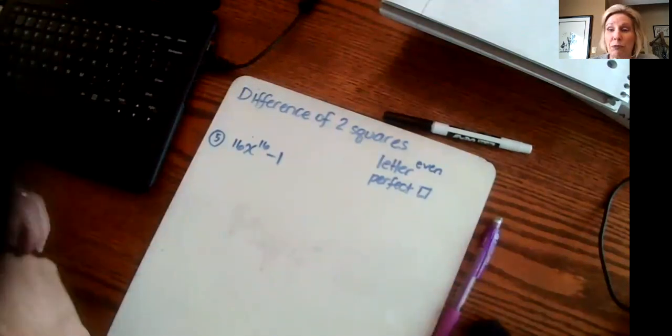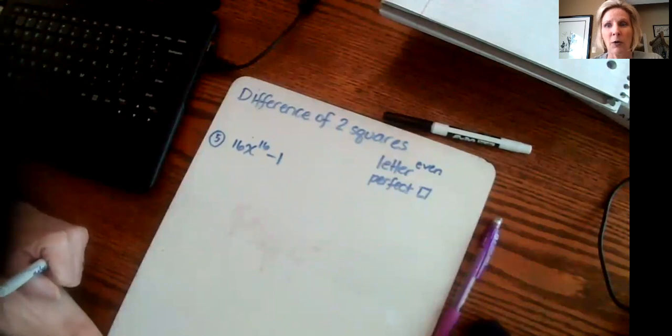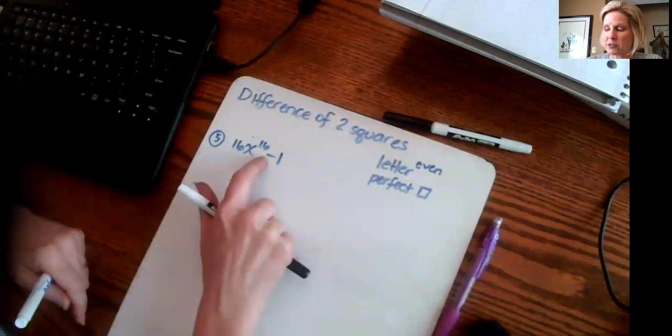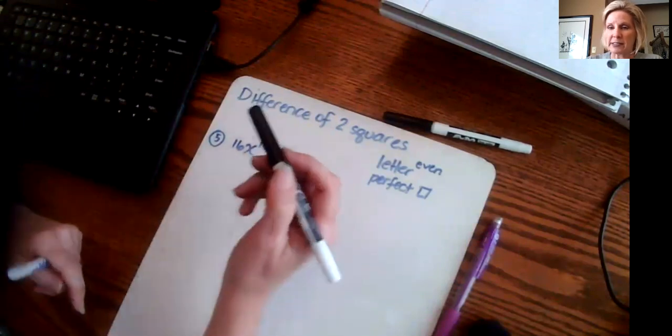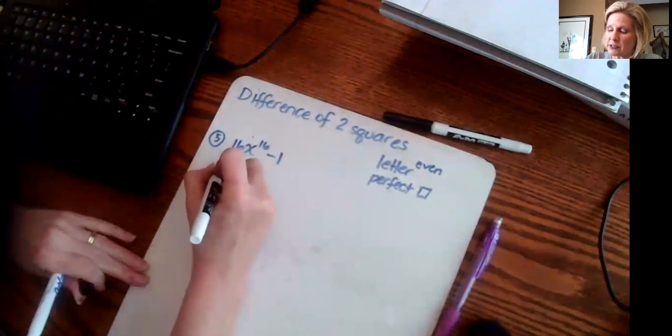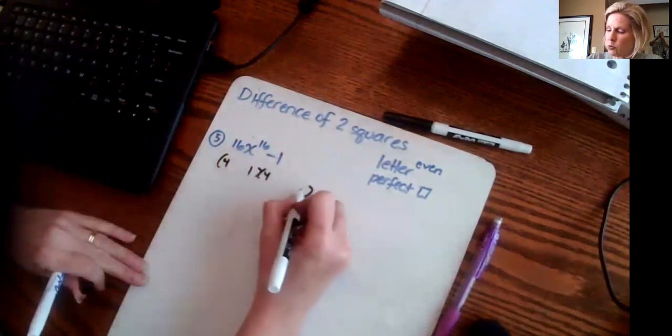All right, I hope you're going to feel a little wild and crazy on this last one because it's going to go and go and go. So I've saved our Energizer Bunny problem for the last one. So I look at it, and again, predictably, 16 and 1 are perfect squares. I've got a difference. X to the 16th has an even exponent. It's a perfect square. So I know 16 is 4 times 4. 1 is 1 times 1.